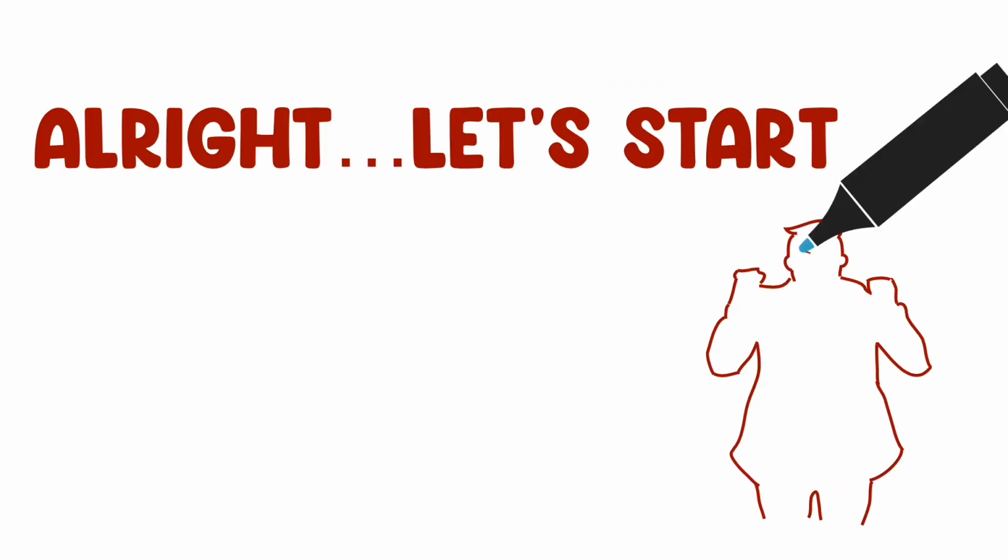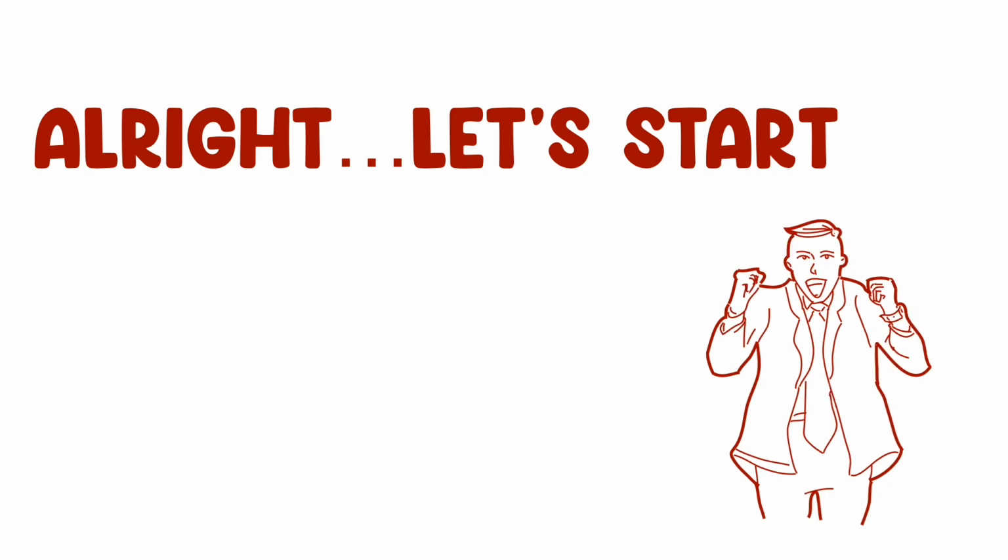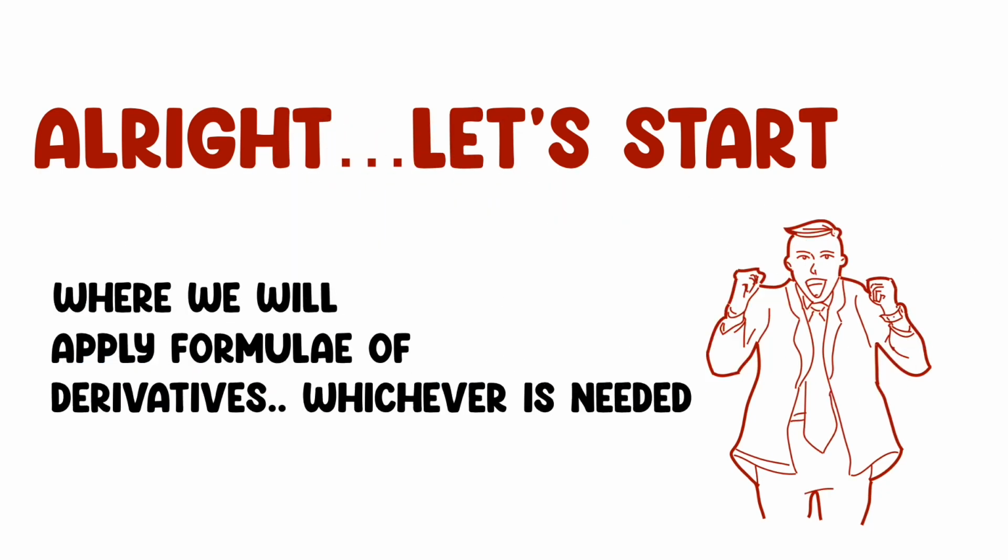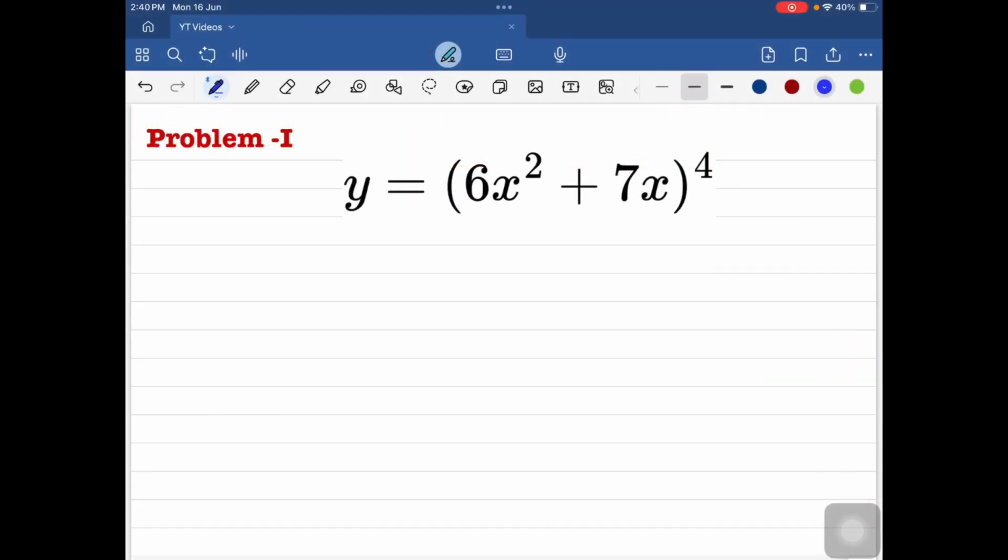Alright, let's start. Here we are going to use some basic derivative formulae to solve chain rule problems. Whenever we have to solve chain rule problems, we try to find where the functions are related. For example, in this first problem, which is a simple category problem, you can see 6x squared plus 7x, the whole bracket to the power 4. These are algebraic terms inside and there is a number outside.